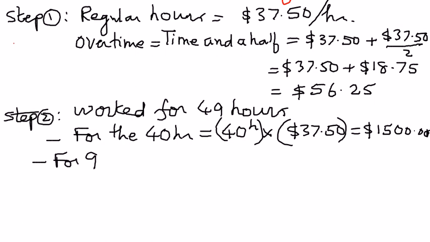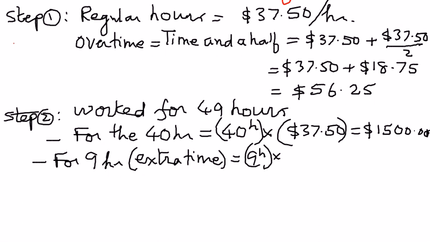Okay, and for the overtime hours, we worked for 49 hours, so the 9 hours is overtime. For the 9 hours, this is extra time or overtime. We want to process that as 9 hours times, we're going to multiply that by the amount we arrived at, which was $56.25, and when we multiply that out, this value comes out as equal to $506.25.